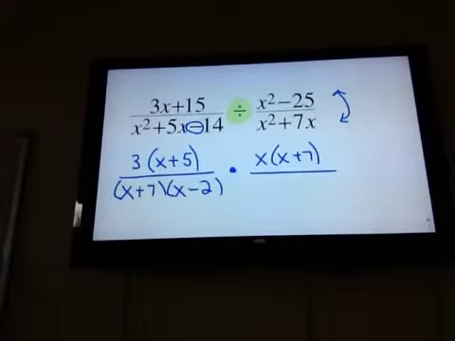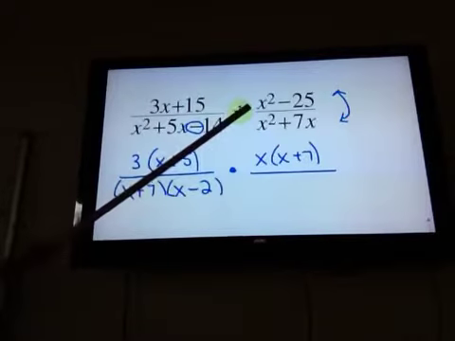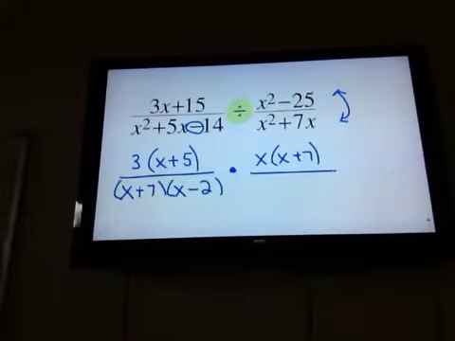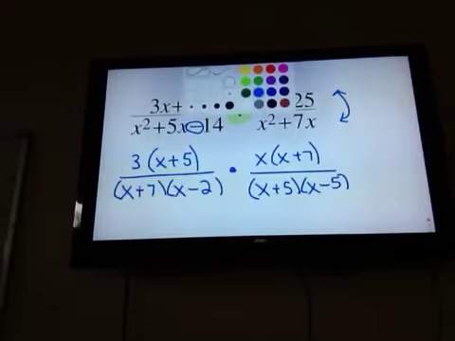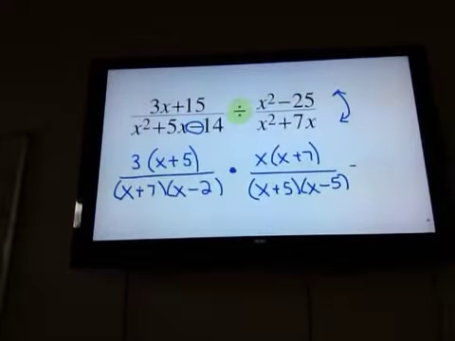What's up top gets factored on the bottom. So x squared minus 25. Is there a common factor? No. Difference of squares? Yes. So x times x, 5 times 5, plus and minus. And then I'm ready to cancel.